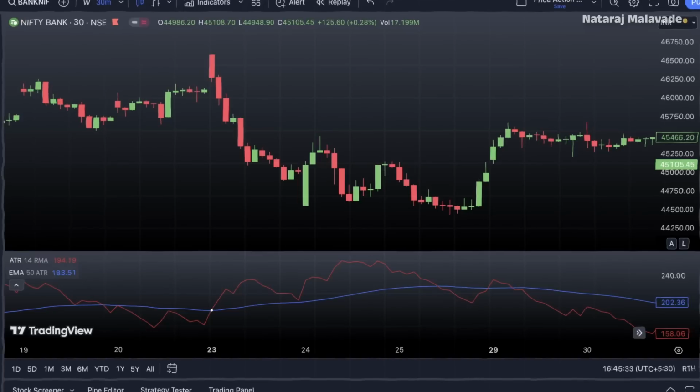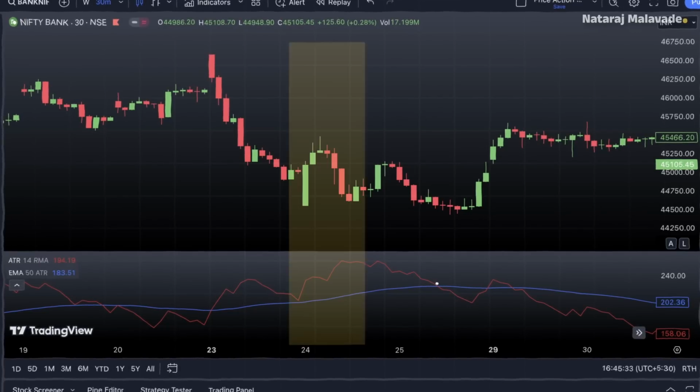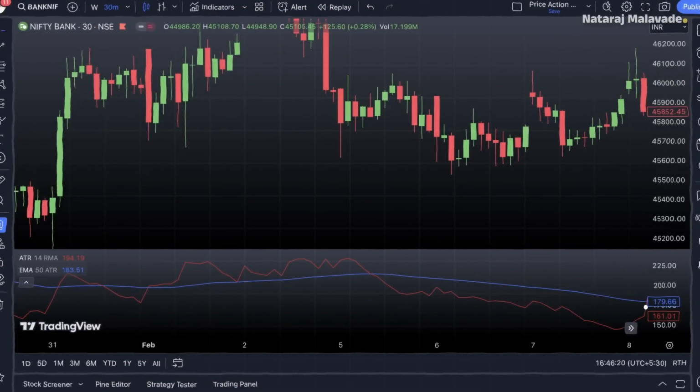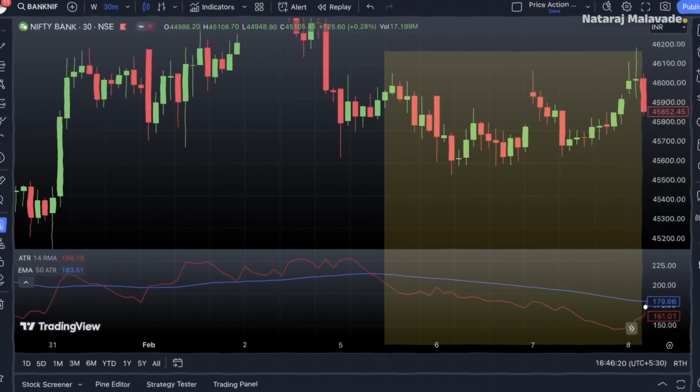Here you can see, in this case, ATR was above its average and we got very good trending moves. Similarly here, where the ATR was below the average, in this time we got the choppy kind of movement. There was not much momentum in the market.